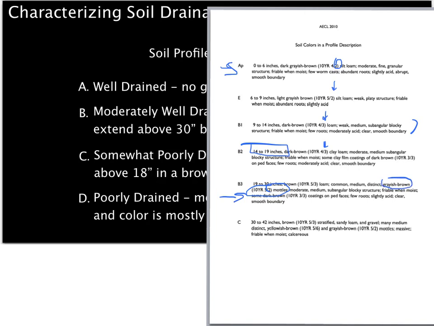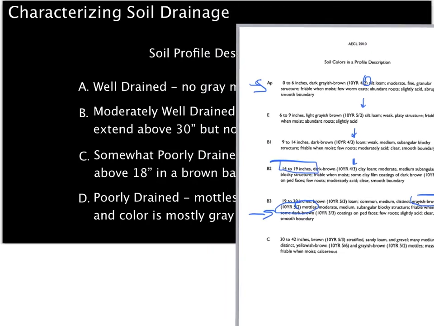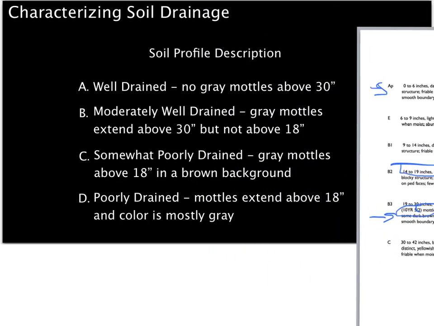So at 19 to 30 inches, we start to see mottles. Well, where are we on this? Here, well drained, no gray mottles above 30 inches. Well, we do have gray mottles above 30 inches because at 19 to 30 inches we have mottles. Okay, let's move to the next one. Gray mottles extend above 30 inches, but not above 18 inches. I think that's probably where we are, right?